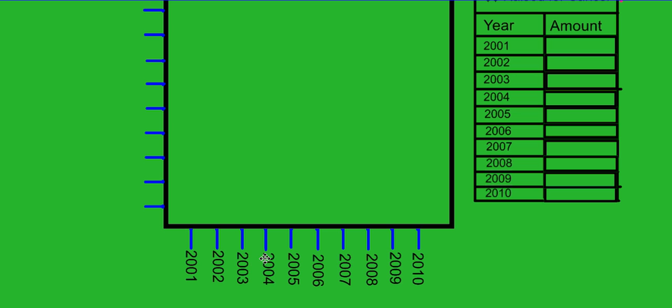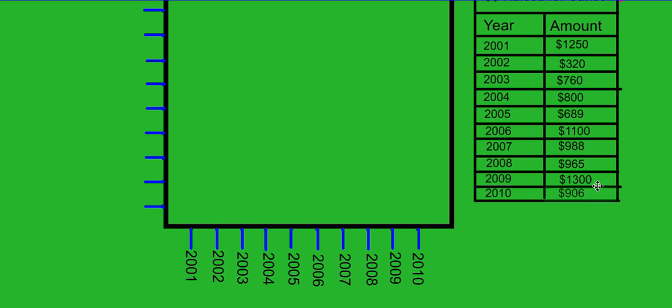And there we have our horizontal axis. That is the time. Remember, we're showing a change over time. Now we need to look at some of the amounts in here and see what interval we want to have on the vertical axis of this chart.